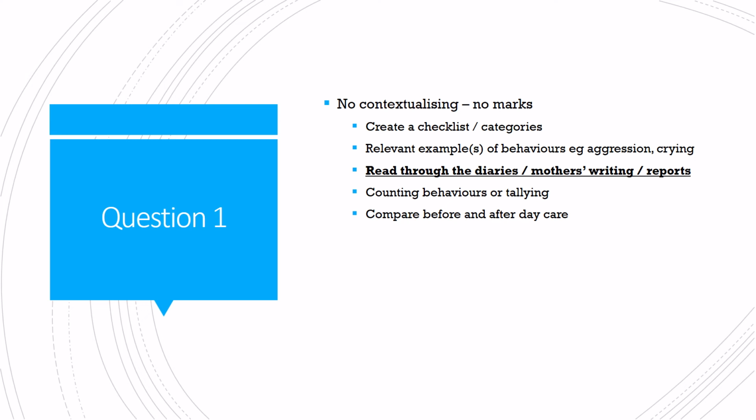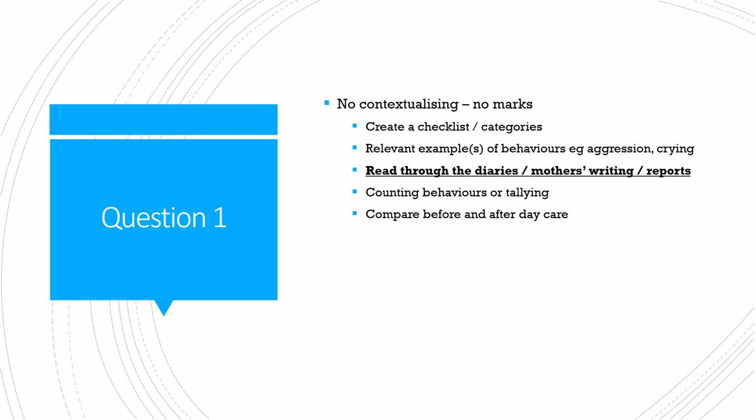Give yourself a mark if you've given examples of the behaviours, so aggression, crying, whatever it might be. So you've mentioned the categories, you said you'd create them, you've given specific examples. The next thing you would do is say that you read through the diaries, the mother's writing or the reports, and that is absolutely vital, hence why it's bolded and underlined, that you would go through the diaries. You must contextualise it.